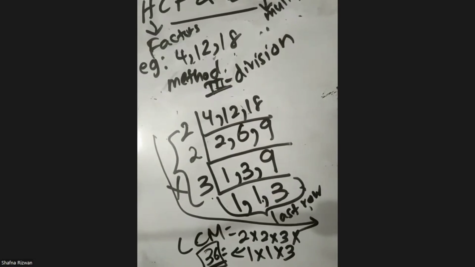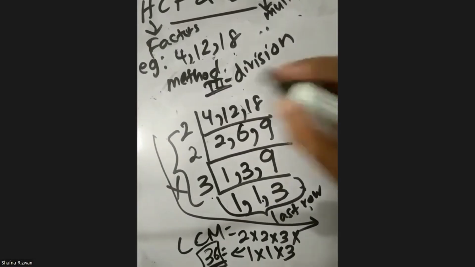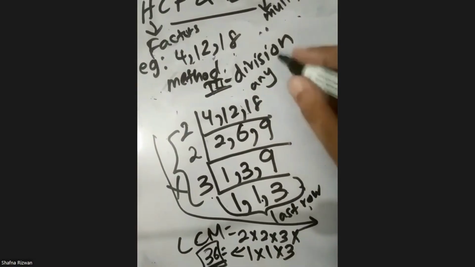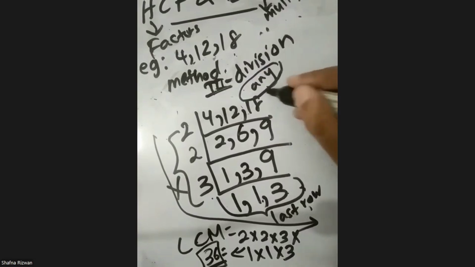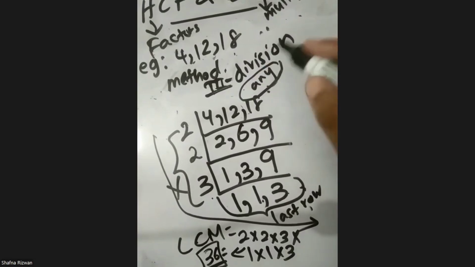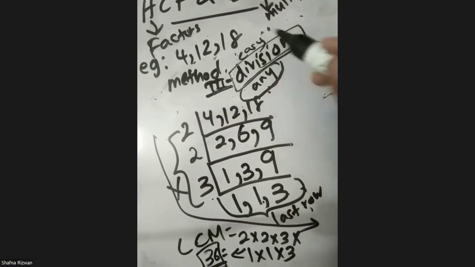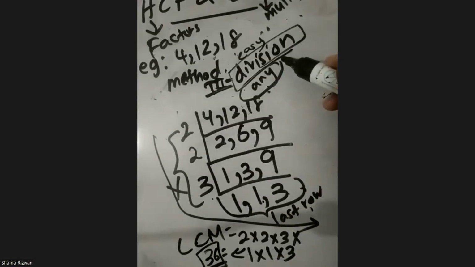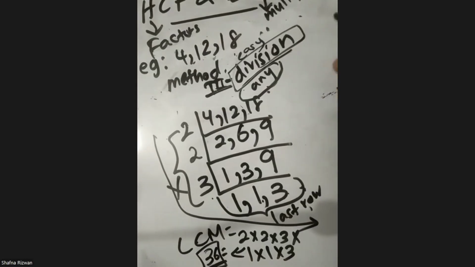Okay, so whenever they give you a question like this, you have to use the method that you feel is easy for you. They can ask you to use the first method, second method, or third method, but there are some situations where they will ask you to use any method. So whatever method you feel is easy for you, you can use it if they say the word any. But I would say the third method is the easiest. Division is the easiest method that you can use, but it differs for every person.